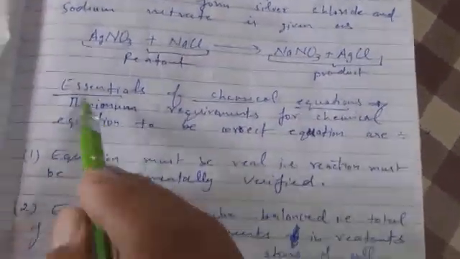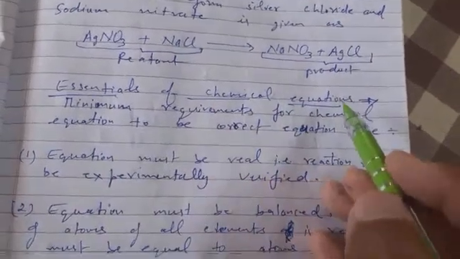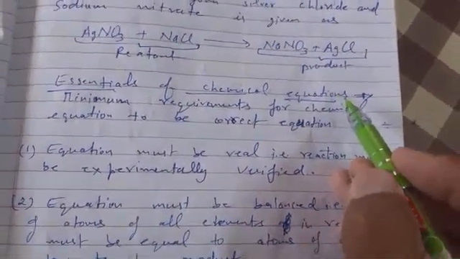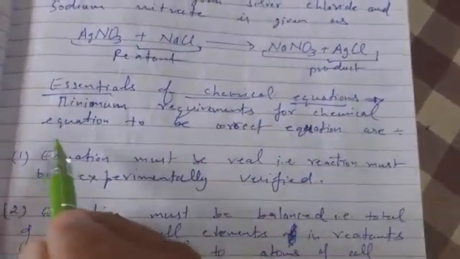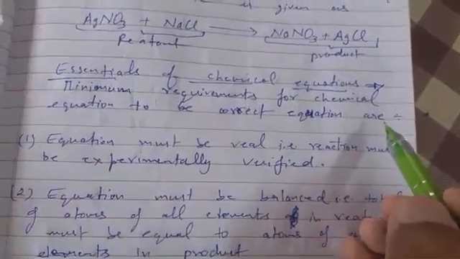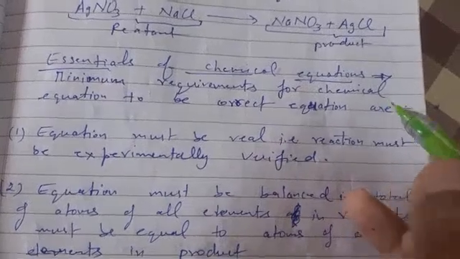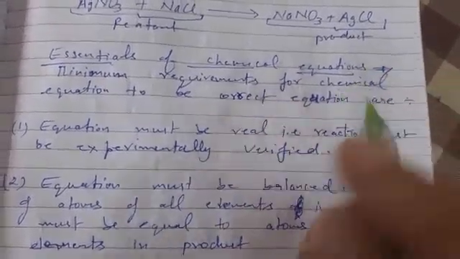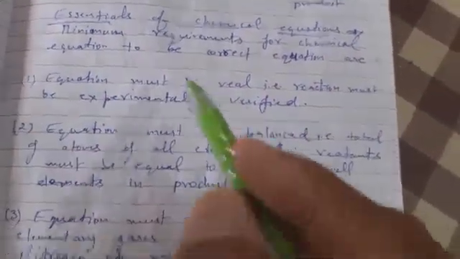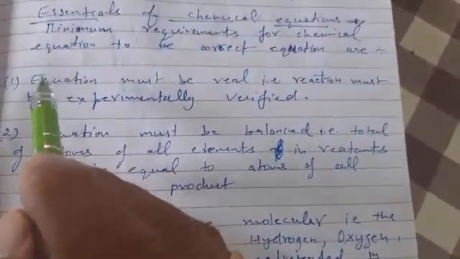Then comes: what are the essentials of a chemical equation? Essential means minimum requirement. Minimum requirement for a chemical equation to be a correct equation. If these are not met, the equation will be wrong. So there are three main essentials of a chemical equation.